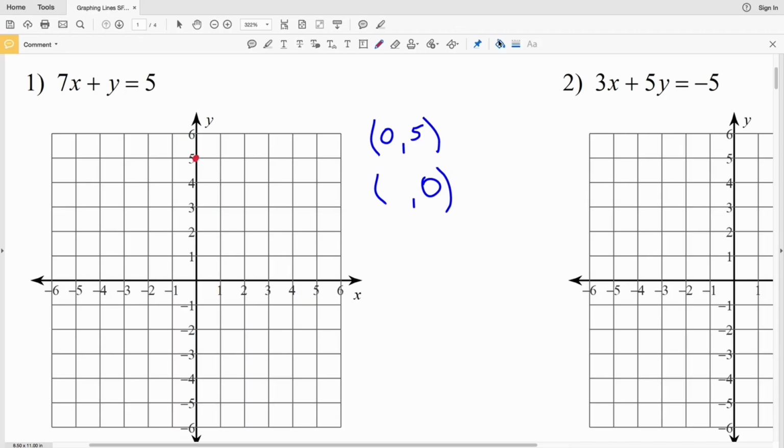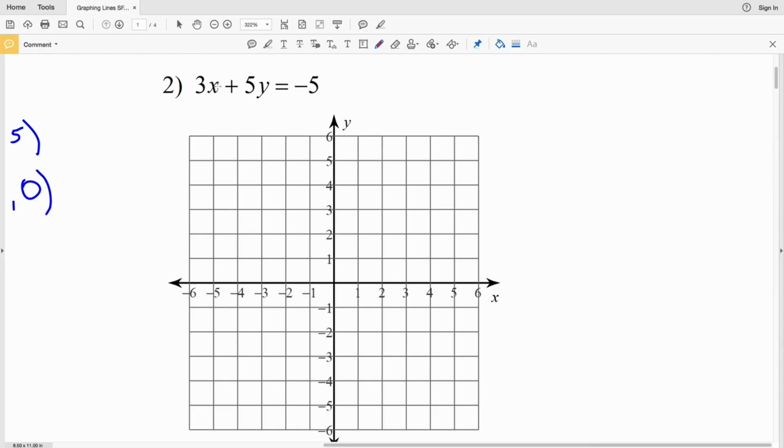Now let's solve for when y is 0. If y is 0, we have 7x equals 5. So we just need to divide both sides by 7 to get that x is equal to 5/7. 5/7 comes a little bit before 1, so it's roughly here. So (5/7, 0). Now that we have our 2 points, let's go ahead and draw the line. I recommend getting a ruler and using a straight edge when drawing the lines.